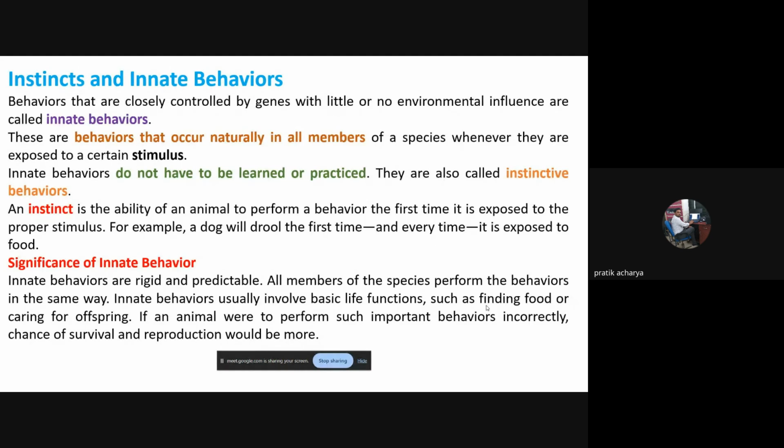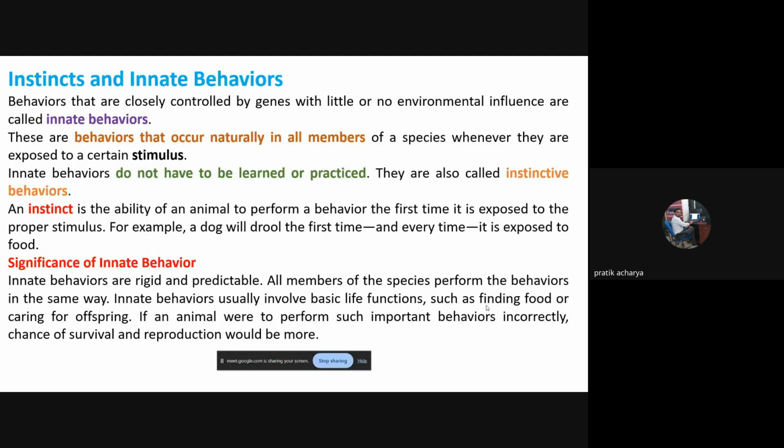So what is the significance? Why is there instinct behavior? Why is there innate behavior? If innate behavior is not there, what happens? Then this is the significance: innate behaviors are rigid and predictable. We know that this kind of behavior will be shown by the organism after its parturition. All members of the species perform the behavior in the same way. Innate behaviors usually involve basic life functions such as finding food or caring for offspring.